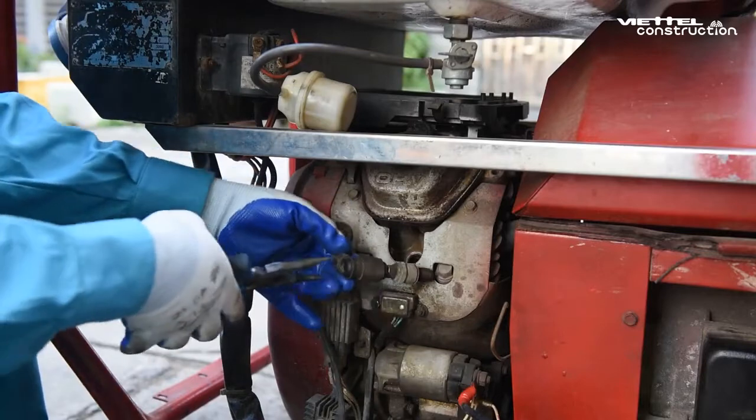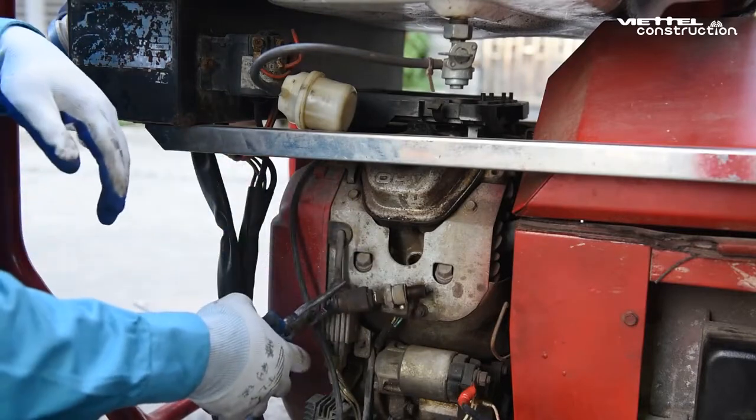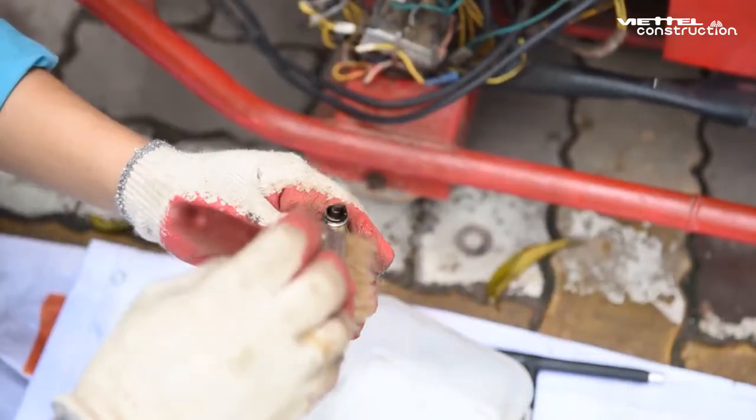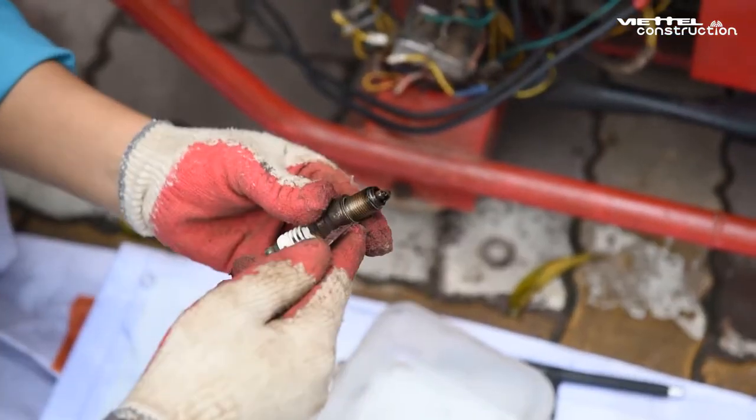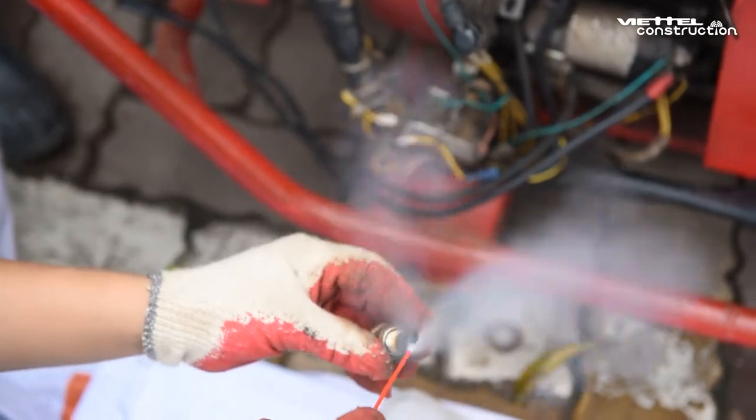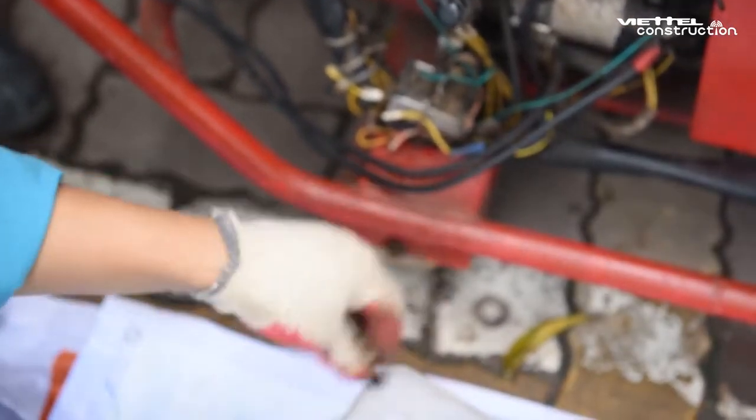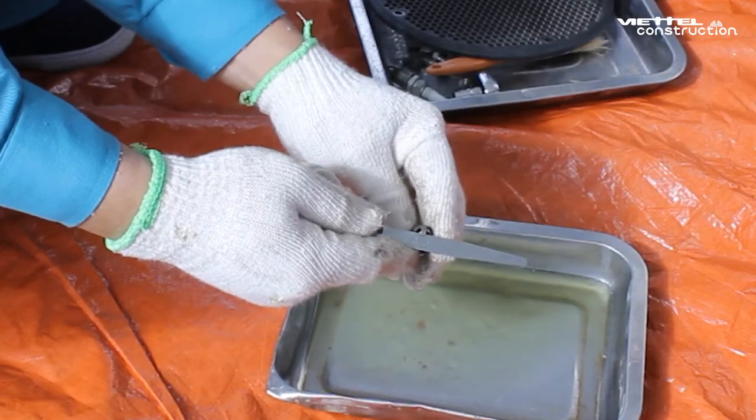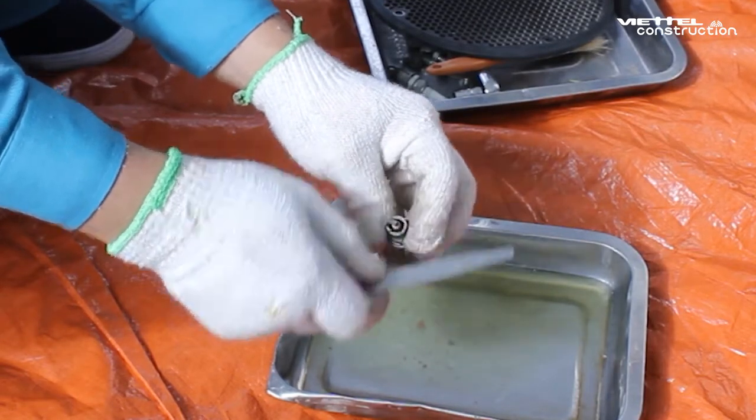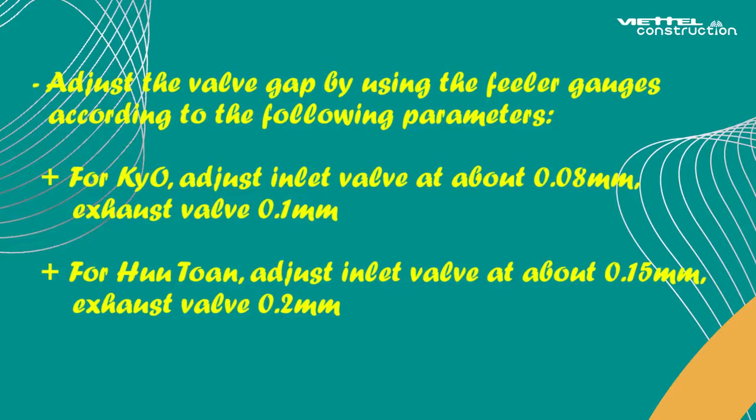Ignition test at both spark plugs to ensure an uninterrupted spark is reached. If the spark is weak, sanitize the spark plug. Adjust the valve gap by using the feeler gauges according to the following parameters. For Kyo, adjust inlet valve at about 0.08 mm, exhaust valve 0.1 mm. For Hu tone, adjust inlet valve at about 0.15 mm, exhaust valve 0.2 mm.